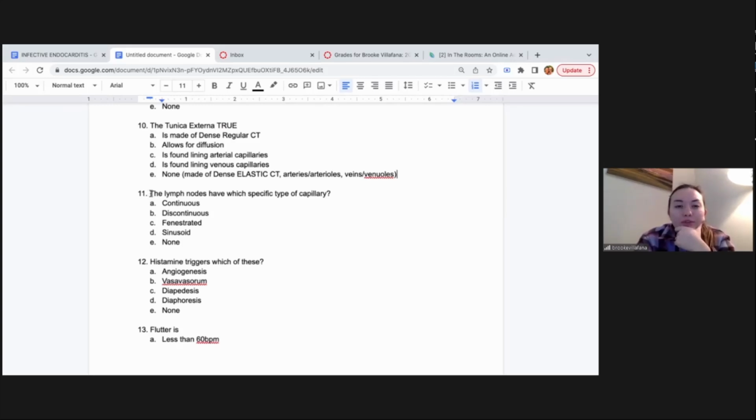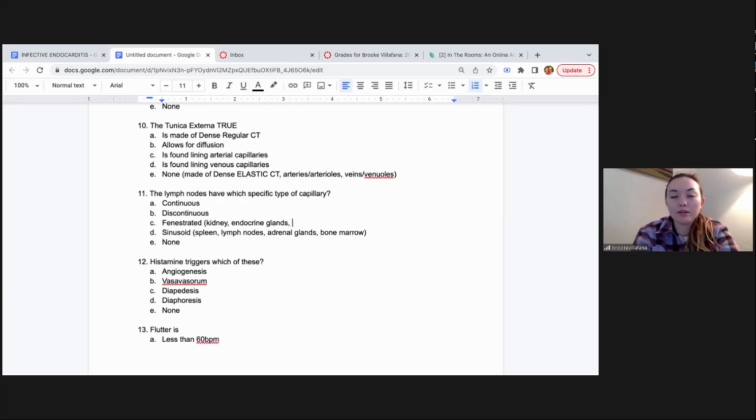Okay, good. So for question 11, the lymph nodes have which specific type of capillary? Good, so it's sinusoid, right? Remember that's the spleen, the lymph nodes, the adrenal gland, and the bone marrow. So that's the location of our sinusoid. Remember, our fenestrated is our kidney, our endocrine glands, and two other places that I'm blanking on.